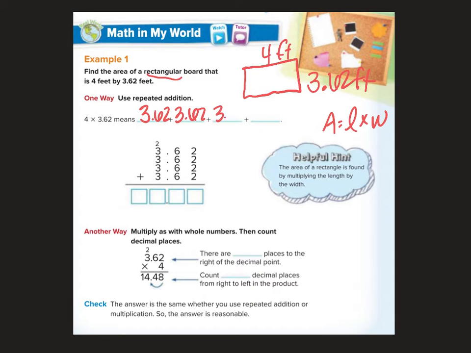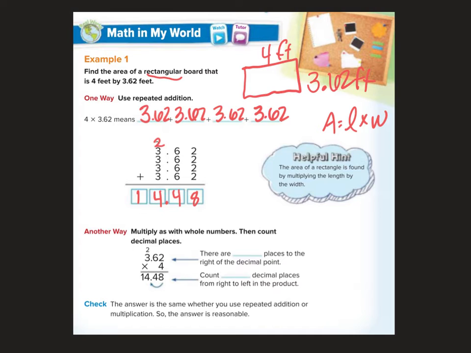I'm just going to add 3 and 62/100 4 times. So if I do that, 2, 4, 6, 8. 4 6s are worth 24. Bring my decimal straight down. 4 3s are worth 12, plus 2 more is 14, and 48/100. If I was doing repeated addition, that's fine if we're doing low numbers, but if we're doing high numbers, we need multiplication.